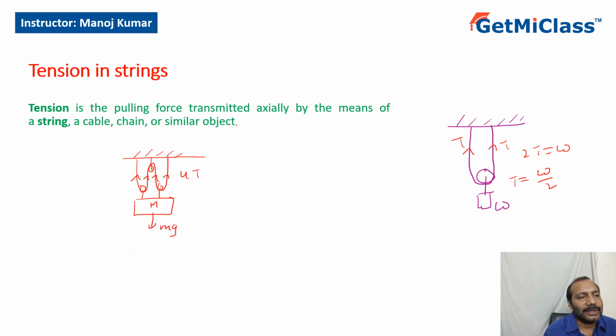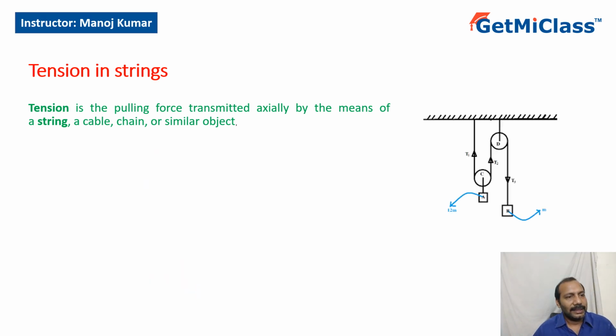Mg downward. So I can write 4T equal to mg, or T equal to mg by 4. So in this way, I can find tension for multiple systems also, right? Now let's look at another situation.